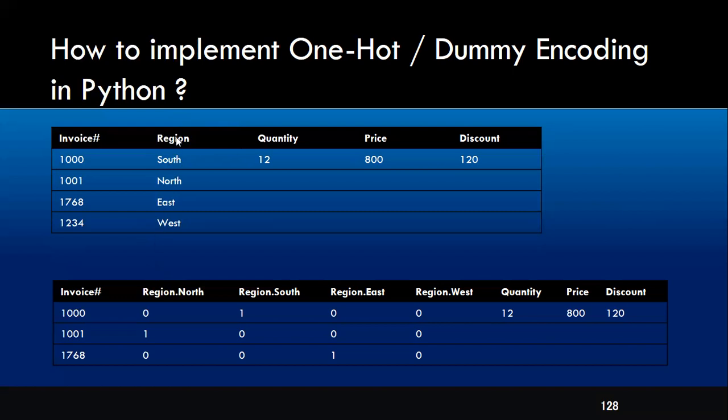Here, region is a nominal type of variable. It is not an ordinal type of variable. It is not that South is superior to North. There is no superiority or inferiority here. In the case of a nominal categorical variable, we perform one hot encoding. Is it clear or not?